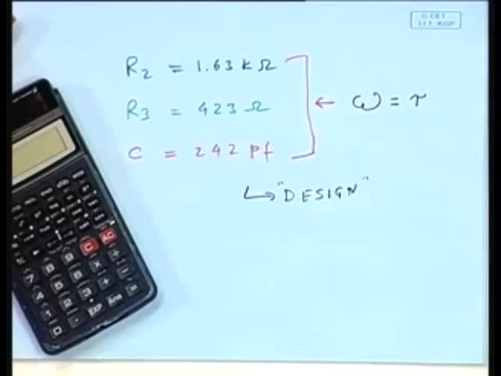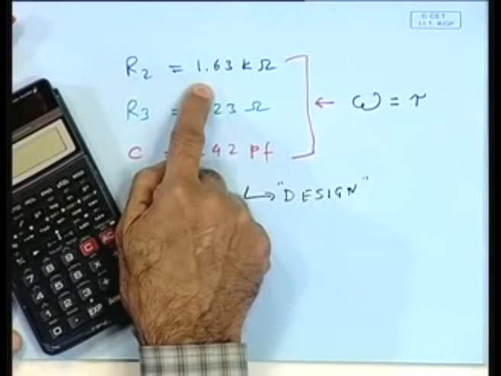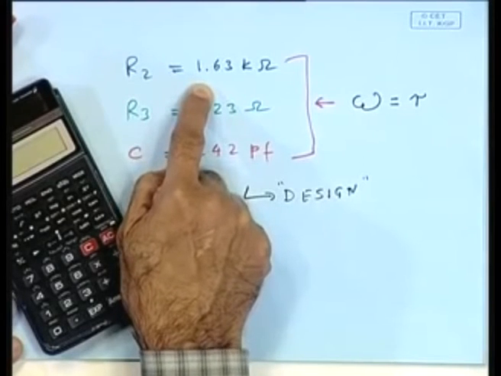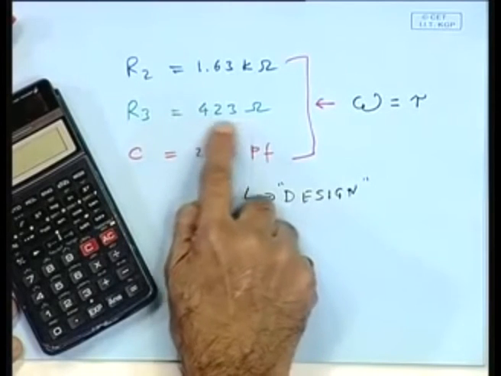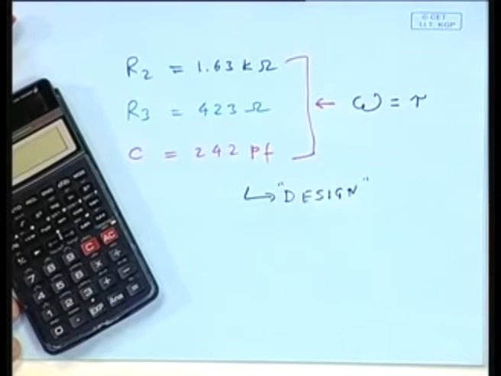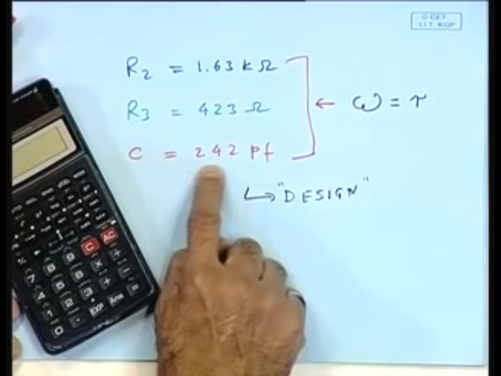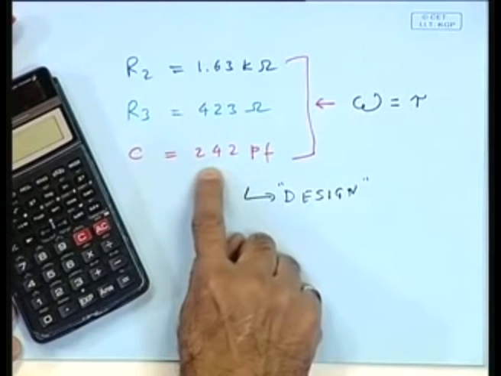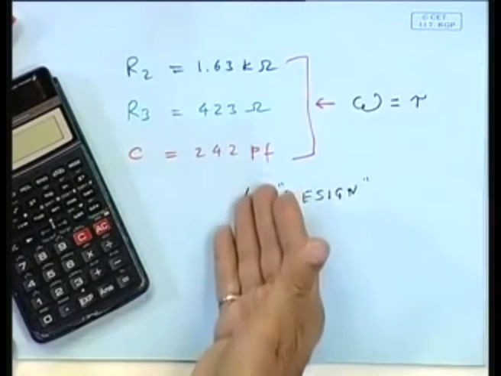Now the problem is this. If I go to a store and say, please give me a resistor that is 1.63 kilo ohms, I'll never be able to find that because that's not one of the standard parts. If I say, give me a resistor that has a resistance of 423 ohms, tough luck. I can't find that on the shelf anywhere. In the catalog, I cannot find a capacitor that has the value of 242 picofarad. I just can't find it. These are not standard parts.